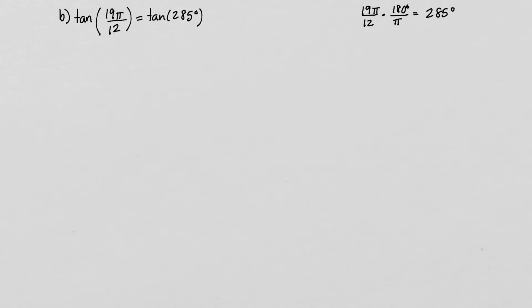Okay, so 30 and 315, right? If I take 315 and subtract 30, then I would end up with 285. Right, we okay with that? So this is going to be the tangent of 315 degrees minus 30 degrees.